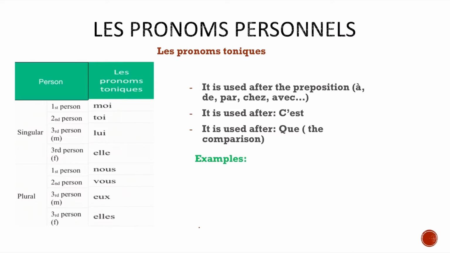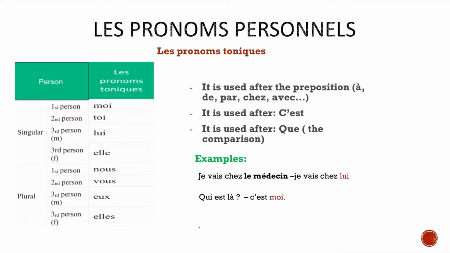Let's see some examples. The first example is je vais chez le médecin. As you see, after the preposition chez, we have le médecin. Le médecin, it's a singular masculine noun, so we can change it to lui. The sentence will be je vais chez lui.